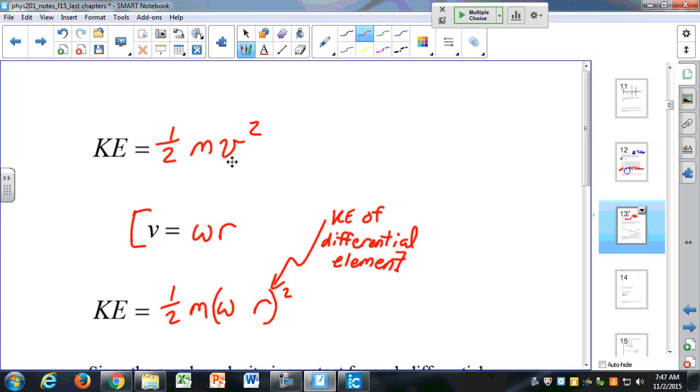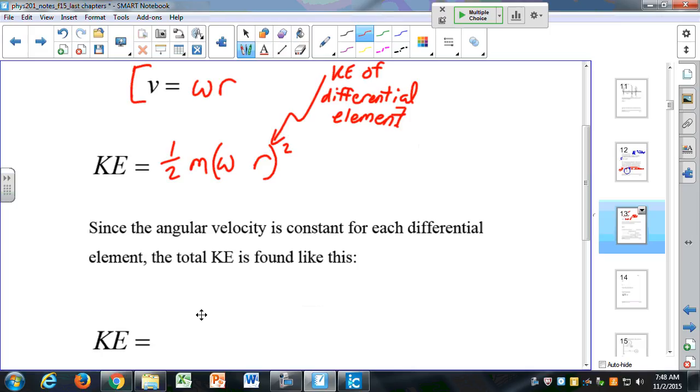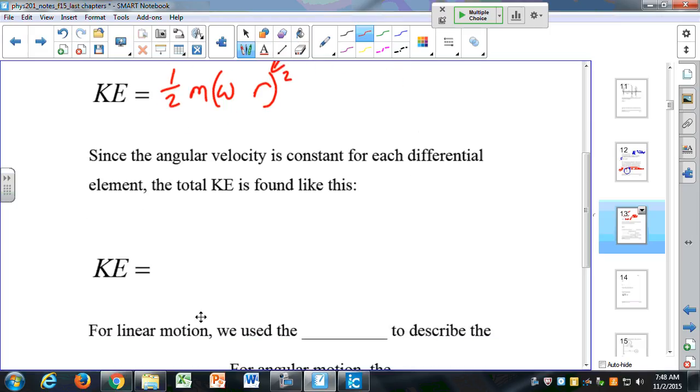And that whole thing, that 1/2 m omega squared r squared, is the kinetic energy of our differential element. So I can think of every little piece in that wheel having a kinetic energy equal to that value, that will vary with the radius. Now the angular velocity is constant, so I can find the total kinetic energy by removing that omega. So my total kinetic energy will look like this.